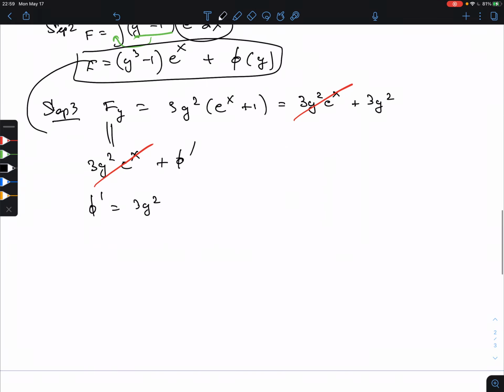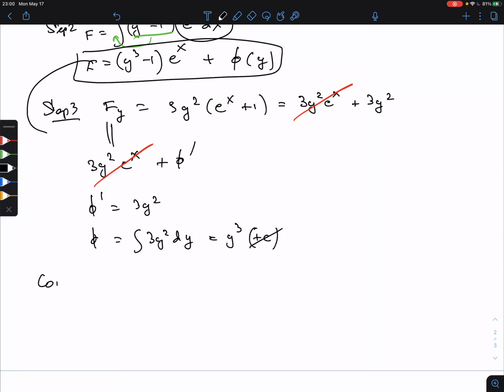Well, but then it's easy what phi is, right? Phi is the integral of 3y squared dy. I said f, but I meant phi here. So that is y cubed plus a constant. Yeah, but I only want one solution. Now this is a true constant, and that I can take 0.